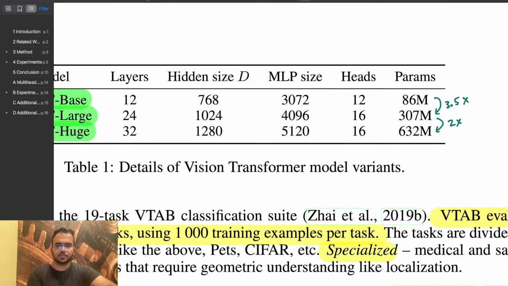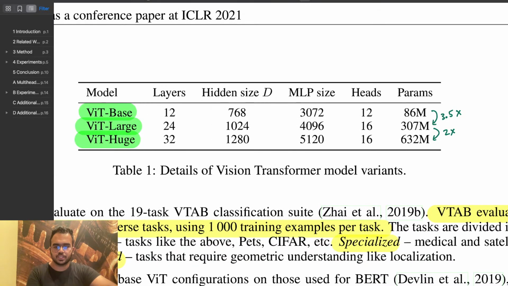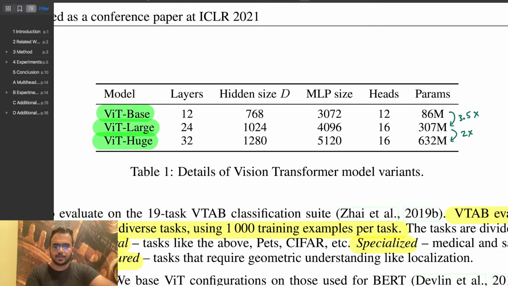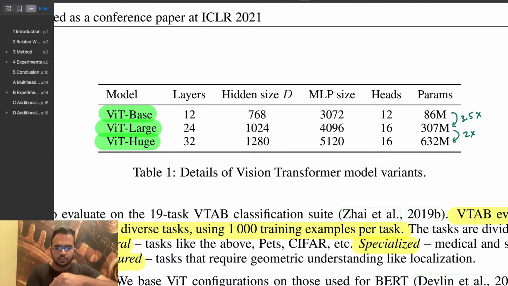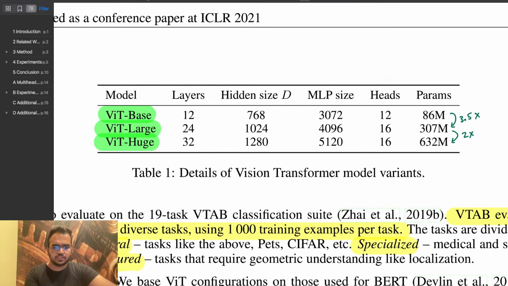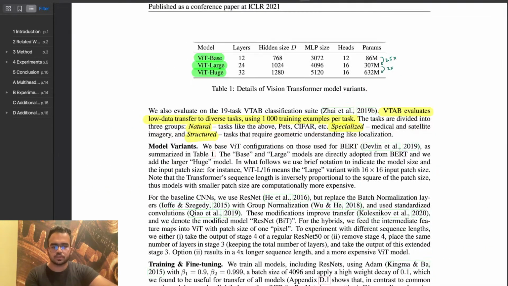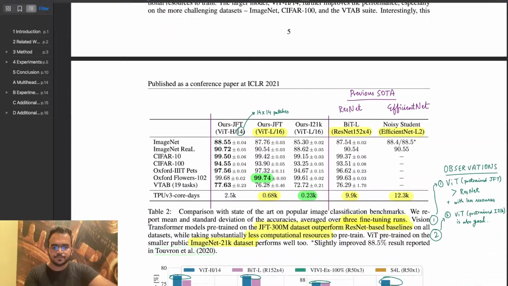So these are the multiple model variants of different sizes: ViT base, large, huge, with each one larger, having more parameters than the previous one. The first one has 86 million parameters. Then we have a 3.5x jump to 307 million parameters, and again a 2 times jump, so the first and third have about a 7 times jump in number of parameters. So ViT-B, ViT-L, ViT-H, right? These are the model variants that they have tried, and then we'll go ahead and look at the results that they have displayed, right?